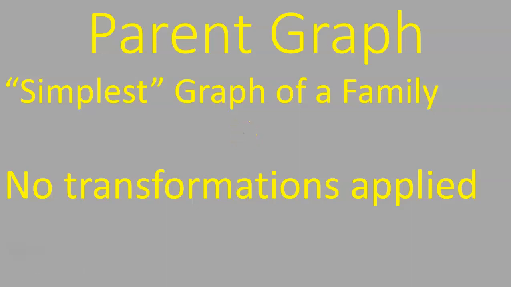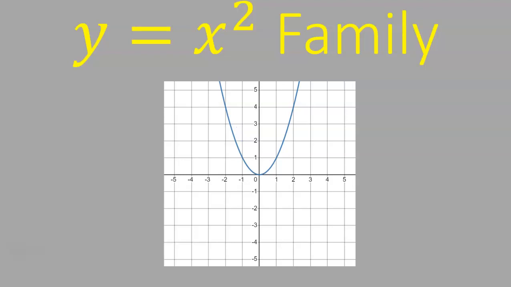It's the default graph. And here is the parabola that you probably have already seen at this point in the course. This is the y equals x squared family. Notice that the graph has a vertex at 0, 0 here.